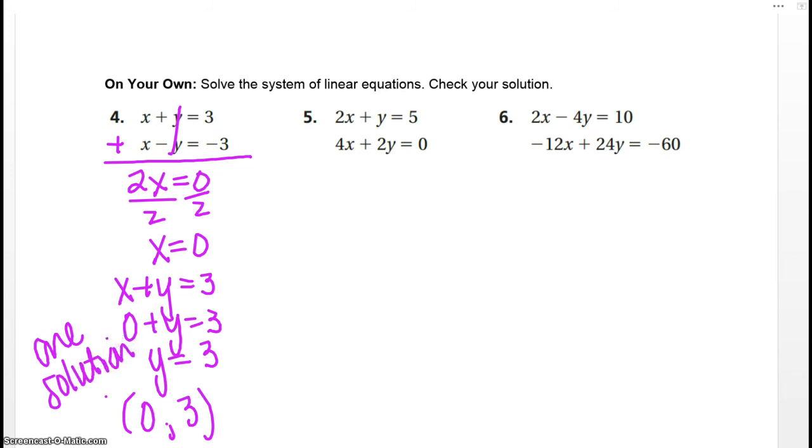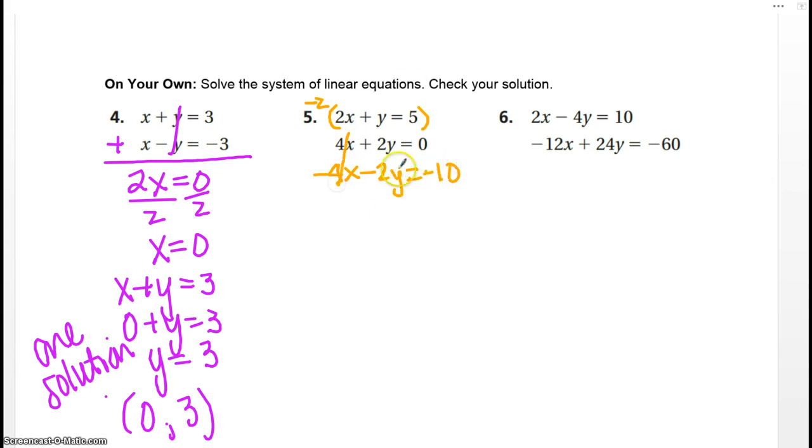This second problem I think is also easiest to solve with elimination. So I'm looking at my y and 2y. You could also eliminate the x's. It doesn't matter either way. But I know that one of these needs to be negative. So I'm going to multiply this first equation by negative 2. So that gives me negative 4x minus 2y equals a negative 10.